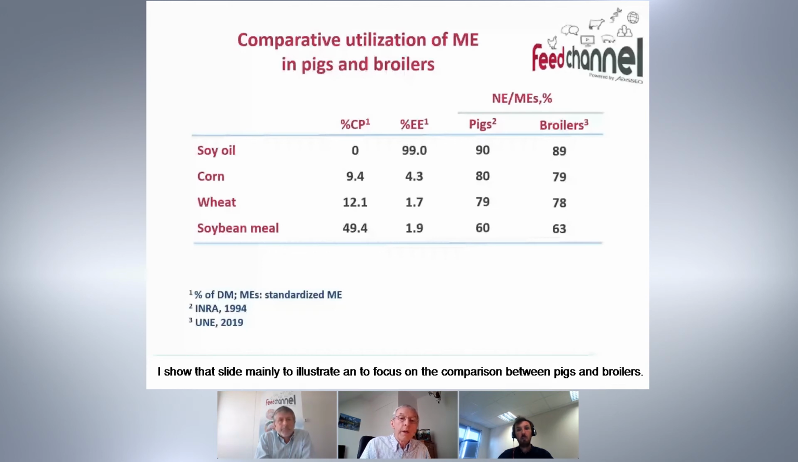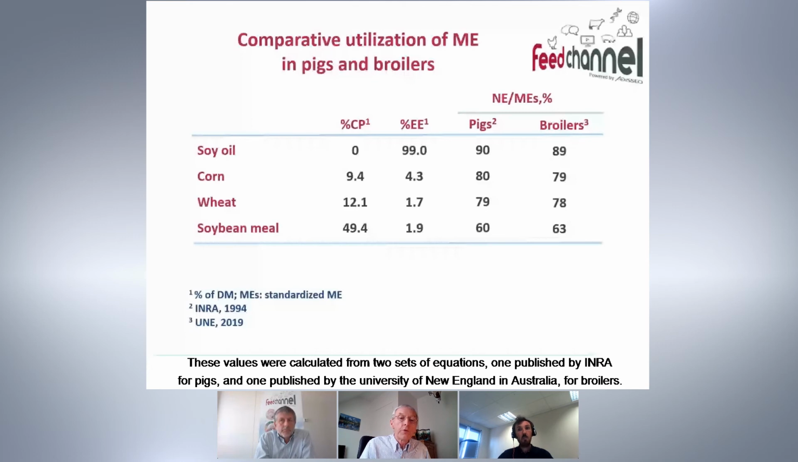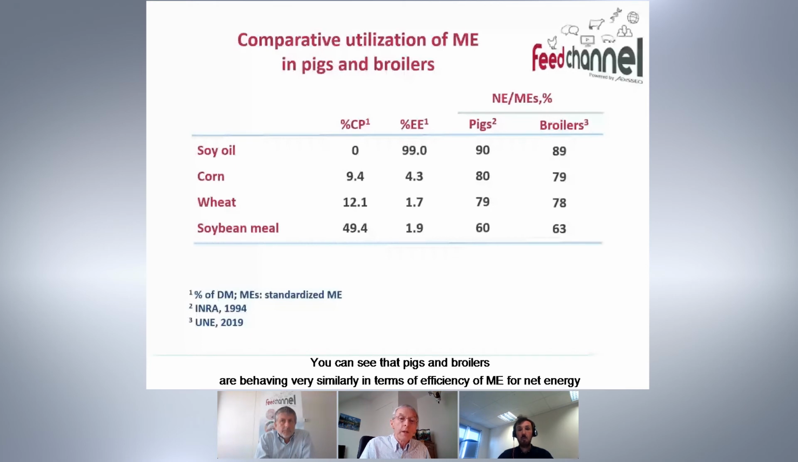But I show that slide mainly to focus on the comparison between pigs and broilers. These values were calculated from two sets of equations, one published by INRA for pigs and one published by the University of New England in Australia for broilers. You can see that pigs and broilers behave very similarly in terms of efficiency of ME for net energy. So nowadays we are using net energy very routinely for pigs. So why shouldn't we also use net energy for broilers in the future, according to such data?